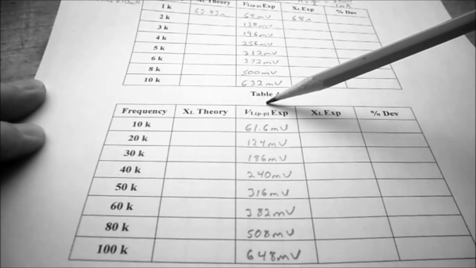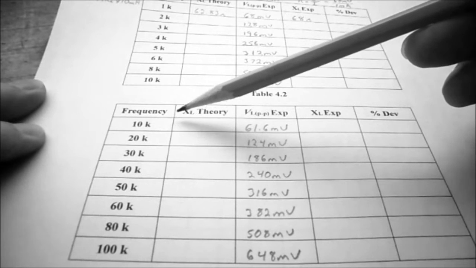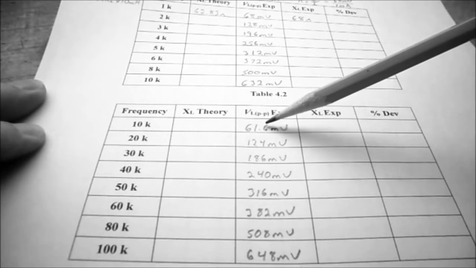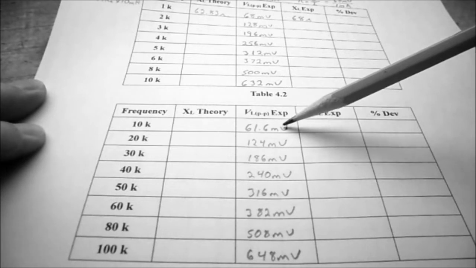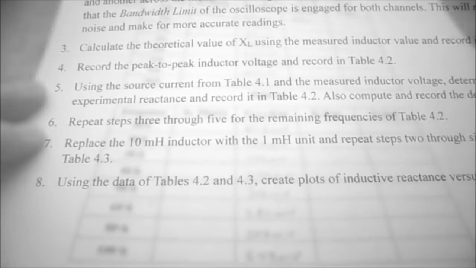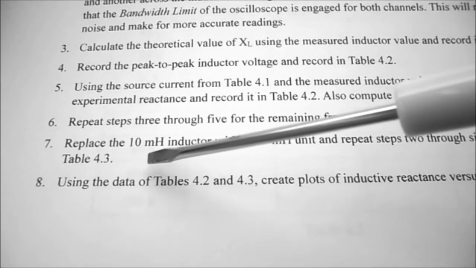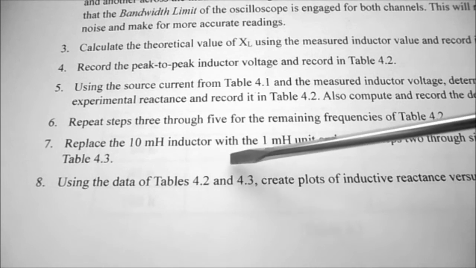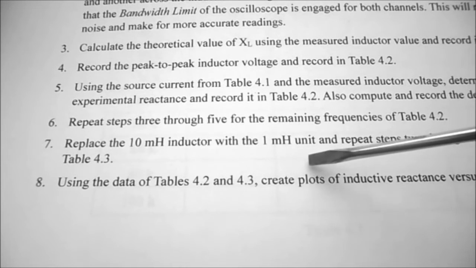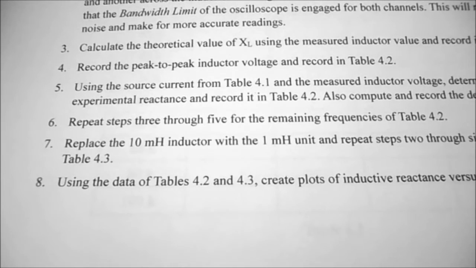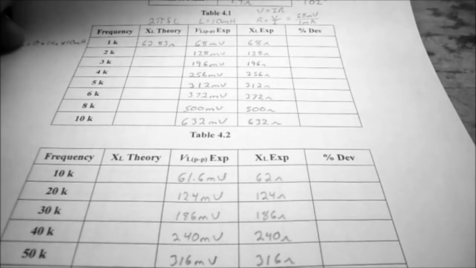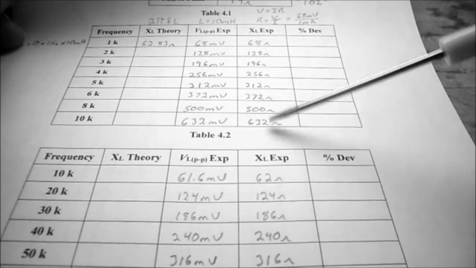For the 1 millihenry inductor at 10 kilohertz, we're dropping 61.6 millivolts across it. Under procedure, step number 8, we're going to be using the data of tables 4.2 and 4.3 to create plots of inductive reactance versus frequency. So in order to plot inductive reactance, we need to calculate it. So that's the XL EXP column in both tables.